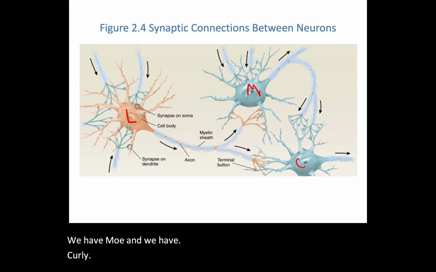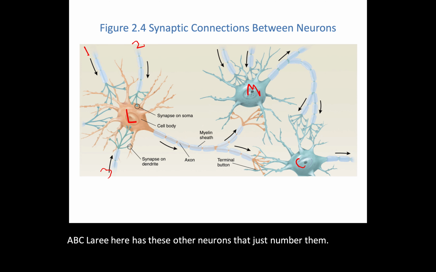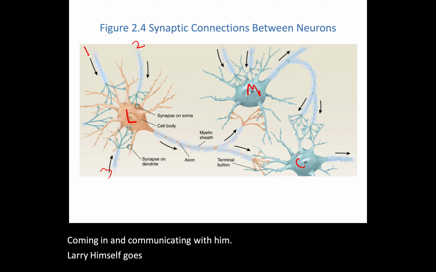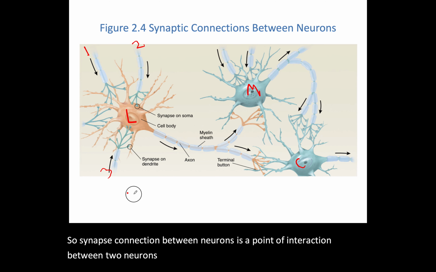And you see Larry here has these other neurons, let's just number them, coming in and communicating with him. And Larry himself goes and communicates with Mo and Curly and others. So synapse, connection between neurons, is a point of interaction between two neurons. Whenever I draw a synapse in this class, it will look something like this.